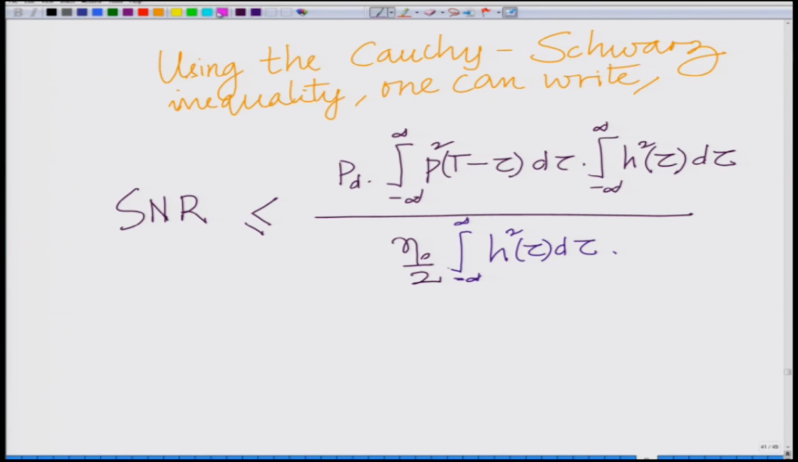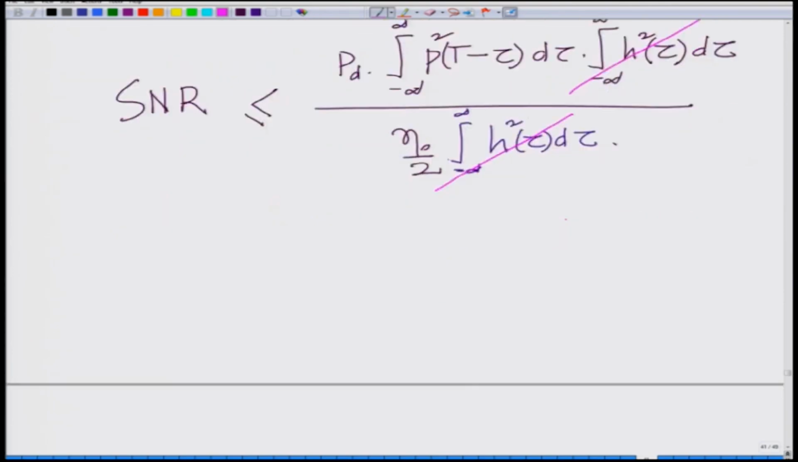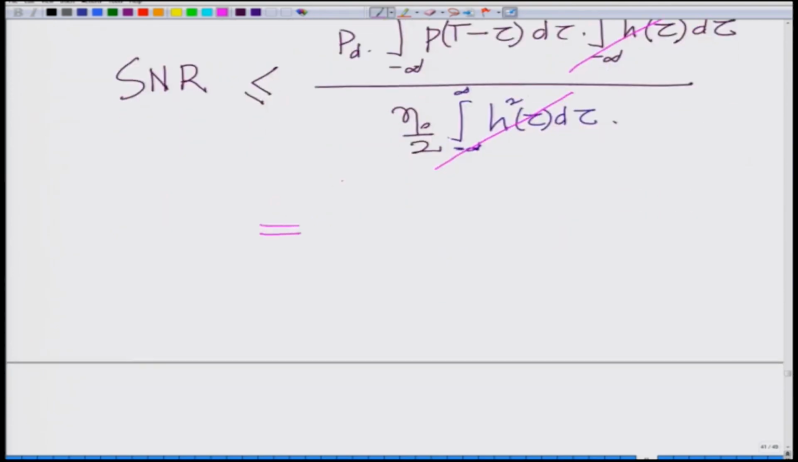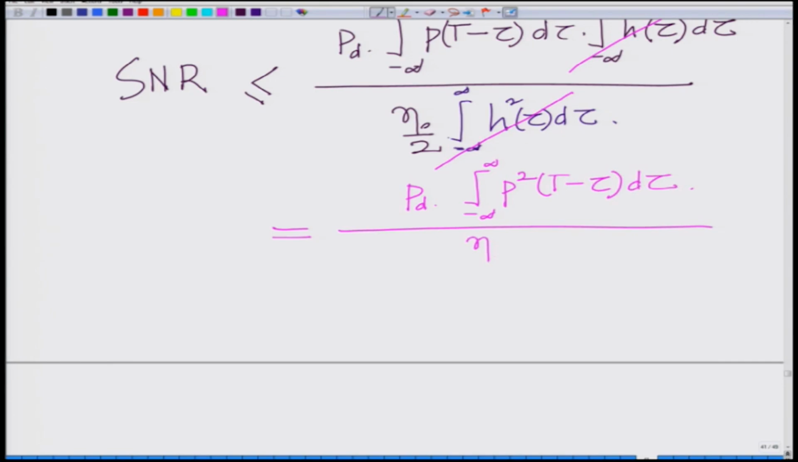Now, you observe something interesting: the numerator integral from minus infinity to infinity of h squared tau d tau and the denominator integral from minus infinity to infinity of h squared tau d tau cancel. Therefore, the maximum value, so SNR is less than or equal to this quantity, which is the integral from minus infinity to infinity of p squared t minus tau d tau divided by eta naught by 2. So, the SNR is less than or equal to this quantity.